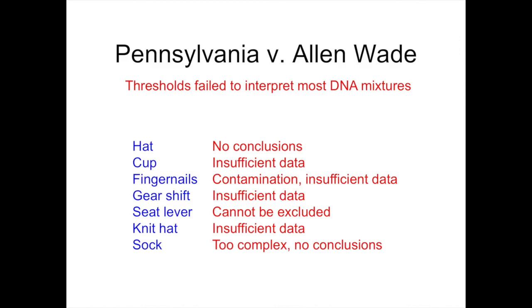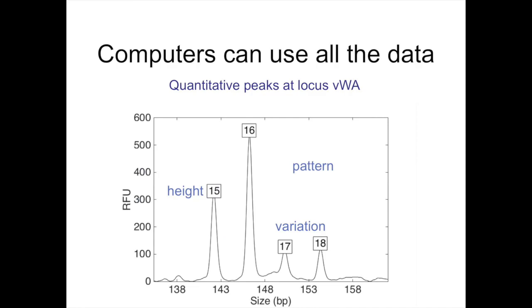Most mixtures in the U.S. are reported as inconclusive. And this is what crime labs read like, depending on the reason why it's called inconclusive. But some of this evidence is important, like the DNA under the fingernails of a victim. That's important evidence to just call inconclusive if, in fact, there's information there. So what computers can do is they can use all the data.